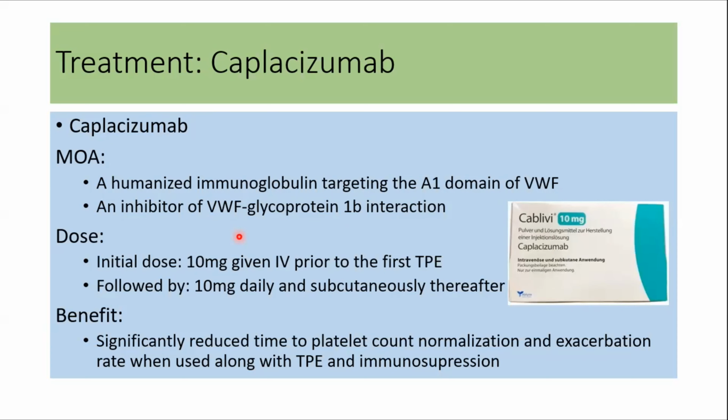Initial dose is 10 milligram given IV prior to the first therapeutic plasma exchange, followed by the 10 milligram daily and subcutaneously thereafter. Benefit is it significantly reduces the time to the platelet count normalization and the exacerbation rate when used along with the therapeutic plasma exchange and immunosuppression. Whereas the disadvantage is this needs to be continued for the long term because it only prevents the aggregation of the platelets and doesn't treat the underlying disease.